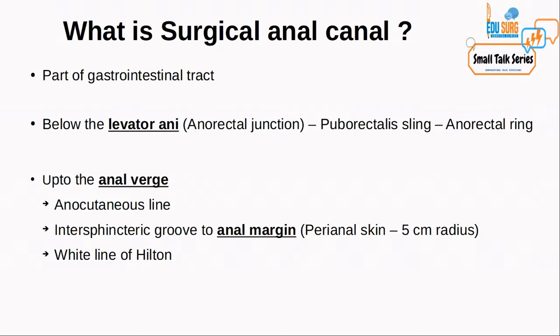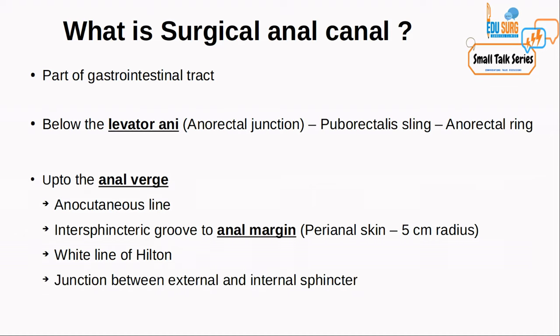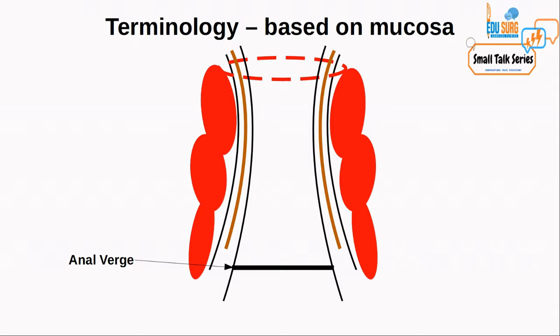So I would remember these terms synonymously: anal margin as the outside, then anal verge, then intersphincteric groove, and anal verge marking the intersphincteric groove as well as the anocutaneous line. So as I described, it is the junction between external and internal anal sphincter and the junction between skin and anal mucosa. That is anal verge. So as I said, anal verge is also known as anocutaneous line.